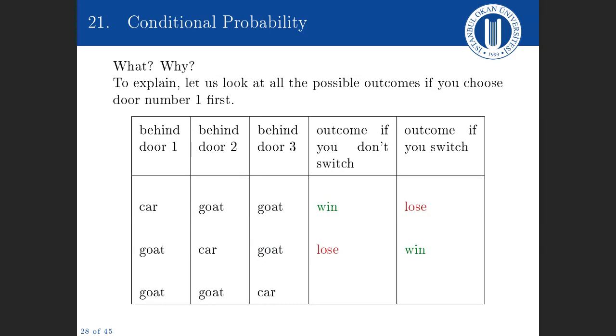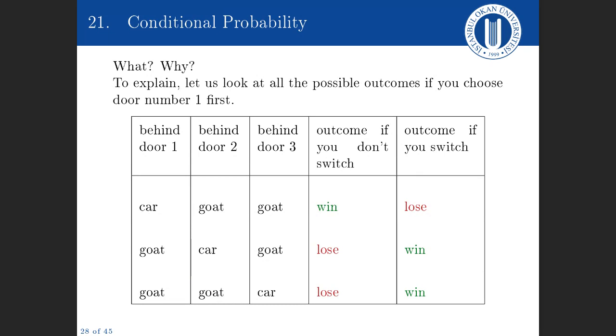And the third possibility is that the car is behind door number 3. First, you choose door number 1. The host opens door number 2 this time, and he shows you there's a goat behind door number 2. And then the host asks you, do you want to stay with door number 1, or do you want to change your mind and have door number 3? If you stay with door number 1, then you lose. If you change your mind and have door number 3 instead, then you win.